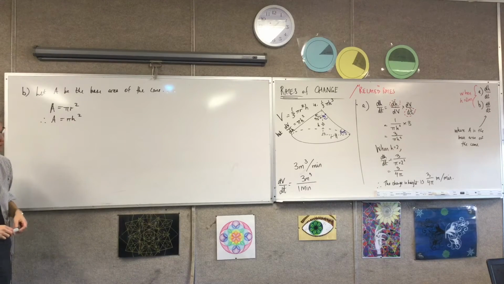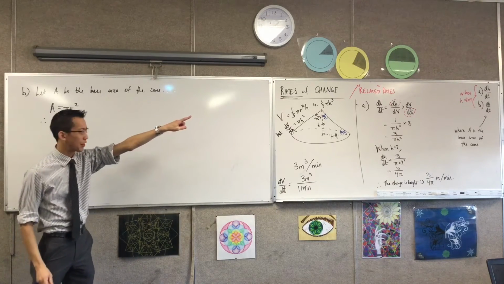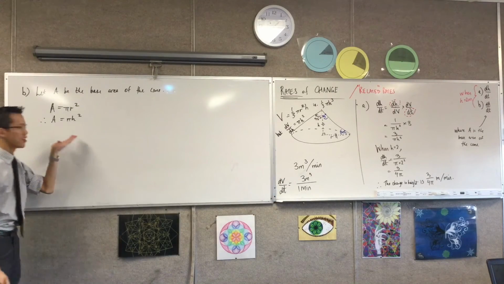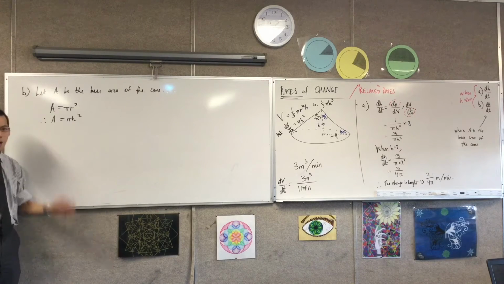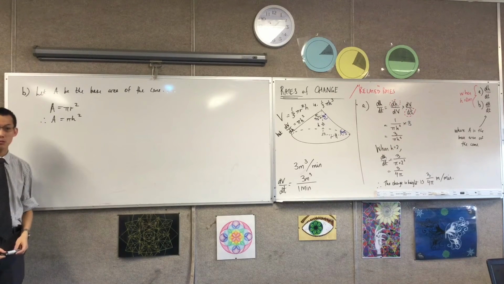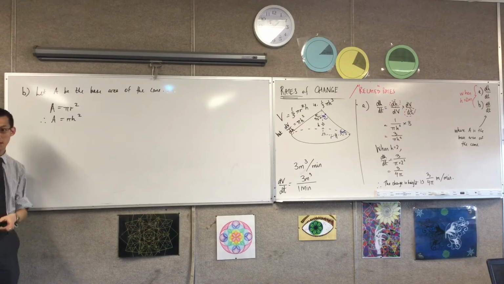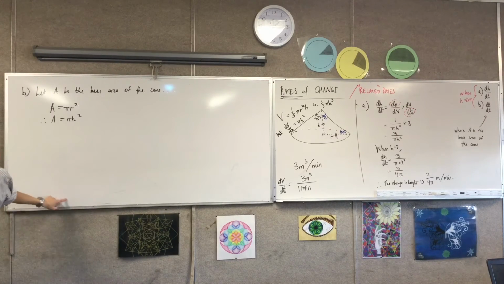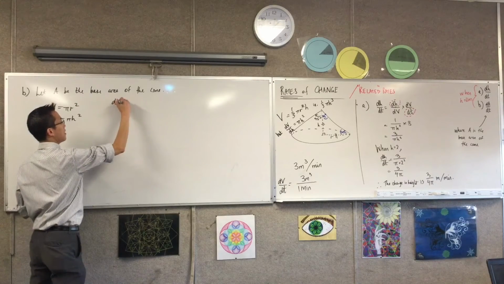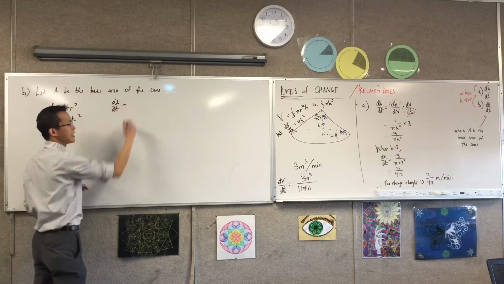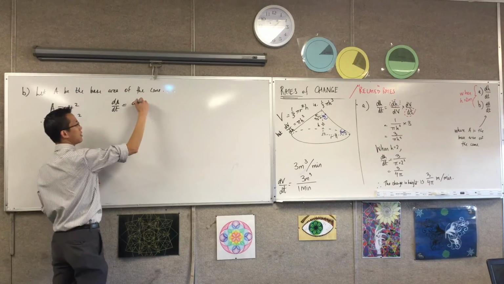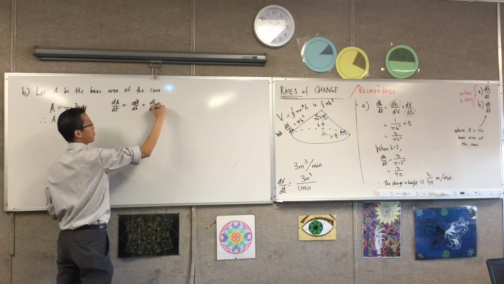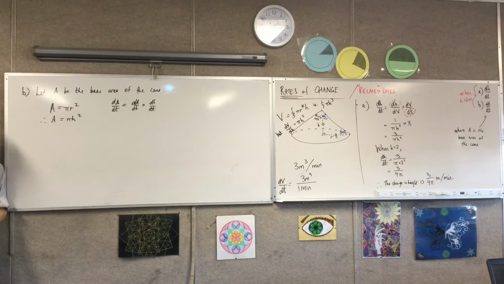Remember where I'm heading. I'm looking for dA on dt. Now I know dV on dt, and then I know A. So how am I going to connect all of these pieces together? Suggestion? Yep. dA on dt equals dA on dH times dH on dt. Okay, very good.